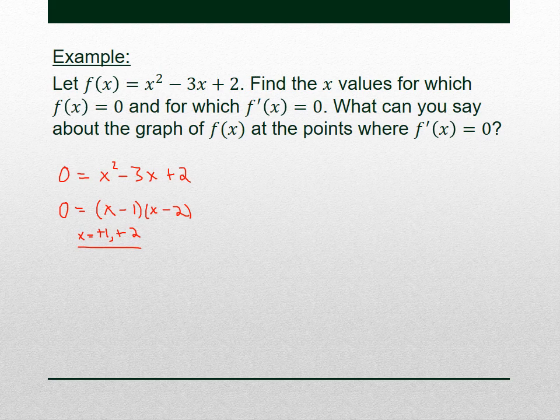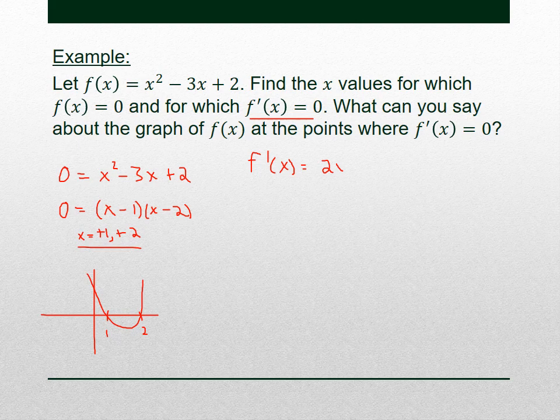All right, what about f prime of x equals 0? Well, to do that, first we need to find f prime of x. And what is f prime of x? Well, that's 2x, right? X squared becomes 2x minus 3, right? So 3x becomes 3. So setting that equal to 0, we get 0 is 2x minus 3. And then add 3 and divide by 2, and you get 3 halves equals x.